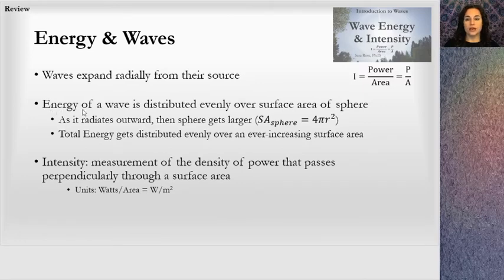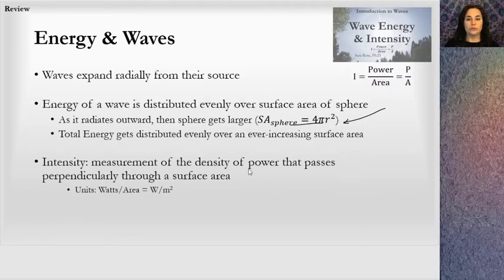As such, the energy of a wave is distributed evenly over the surface area of a sphere. So I put the surface area of a sphere down here. Here's the equation. And so the sphere gets bigger and the total energy gets distributed evenly over an ever increasing surface area, which makes sense for us as human beings on the surface of a planet. We know as we get farther away from something, it gets less hot or less bright, right?